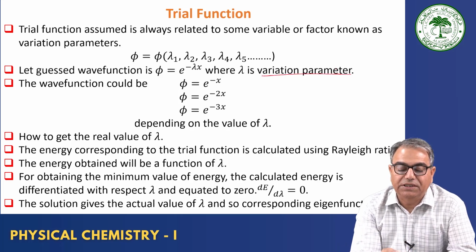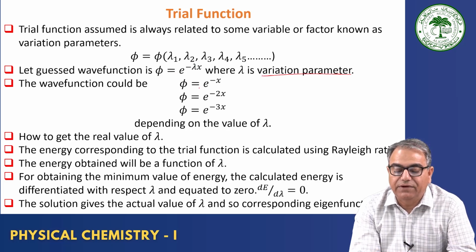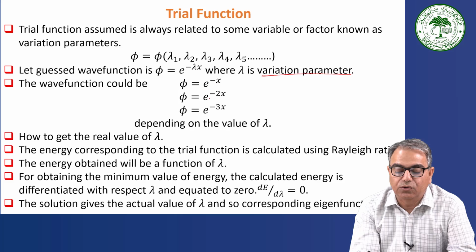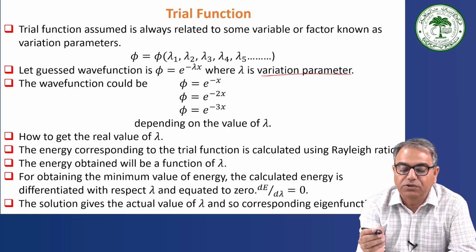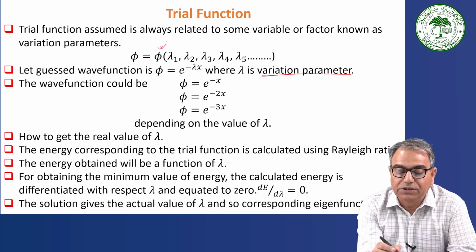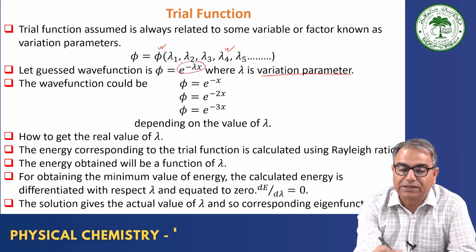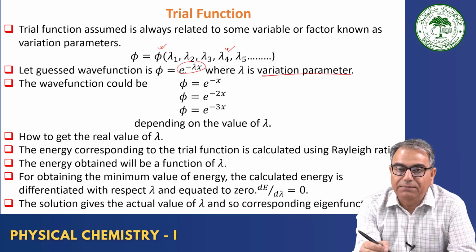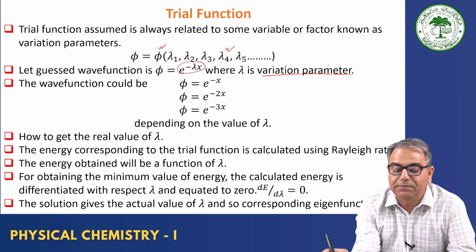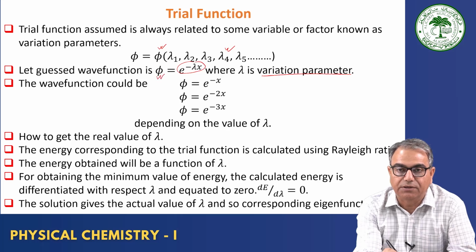Okay, so if it is a variation parameter, then if the guess wave function is phi is equal to exponential minus lambda x, then if lambda is equal to 1, your trial function will be exponential minus x. If lambda is equal to 2, your trial function will be exponential minus 2x. If your variation parameter is 3, then trial function will be exponential minus 3x, and so on. So we guess a trial function which is a function of the variation parameter. Okay, so you can guess a trial function like this one, and the value of lambda can change, because it is a parameter which will decide what will be the value of your trial function.